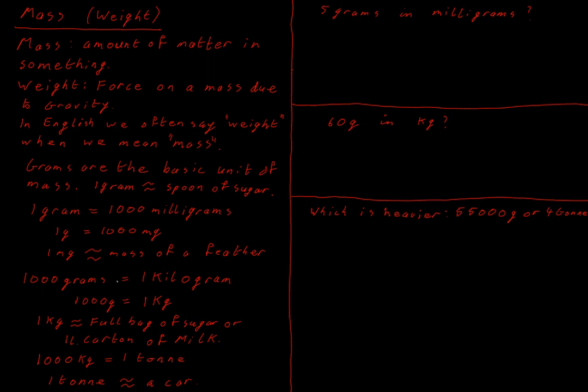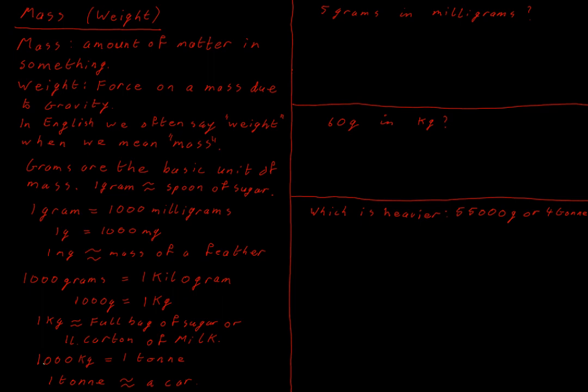1,000 grams would be 1 kilogram. And kilo means 1,000 as opposed to 1,000th as in a fraction. A kilo would be 1,000 of something. So 1,000 grams is going to be 1 kilogram. 1,000 g is going to be 1 kg. And a kilogram is a bag of sugar, a bag of flour, or a 1 liter carton of milk or juice.